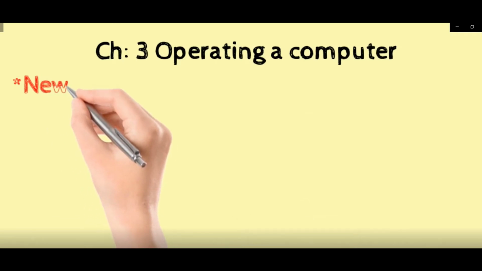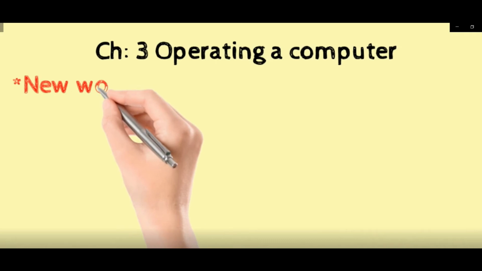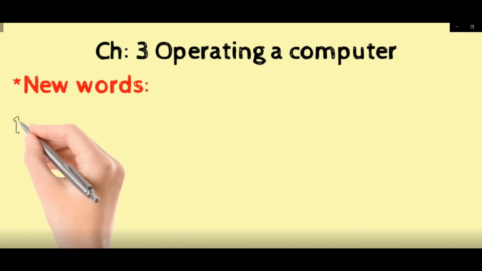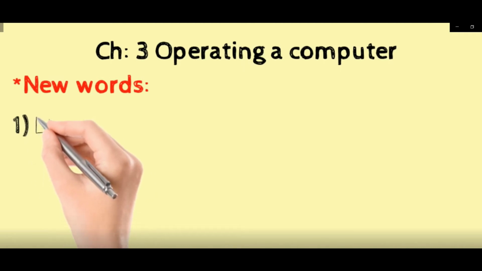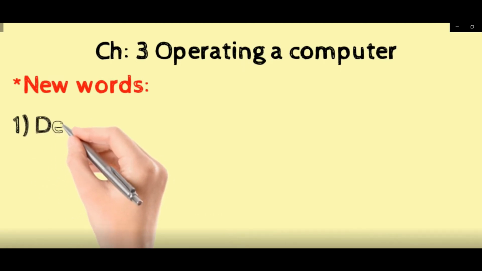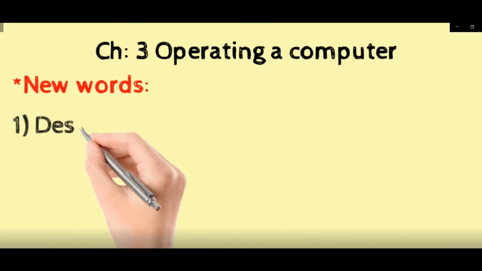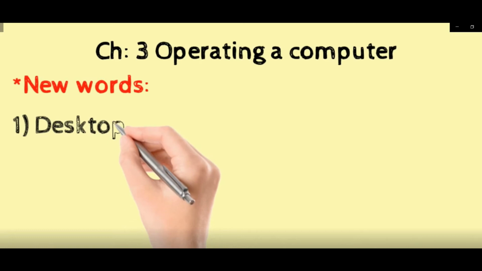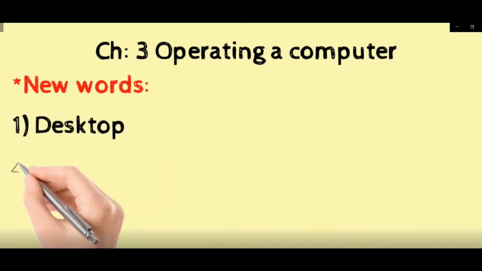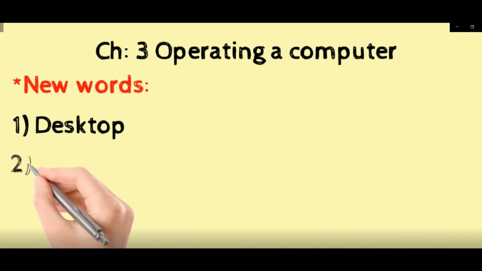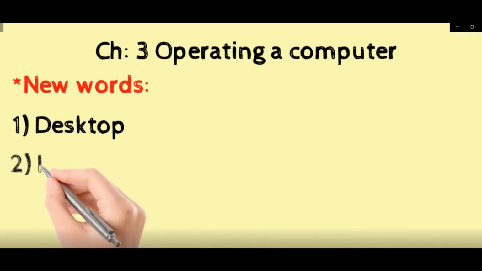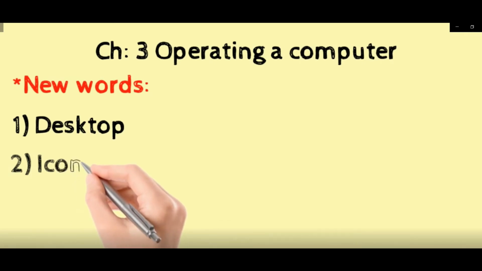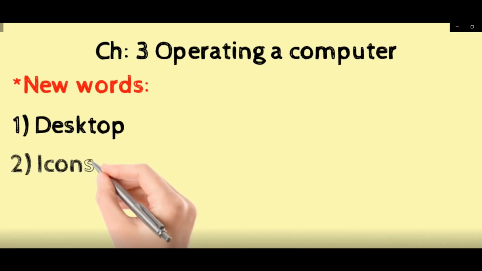Write down the heading new words. First spelling is D E S K T O P, desktop. Number 2. I C O N S, icons.